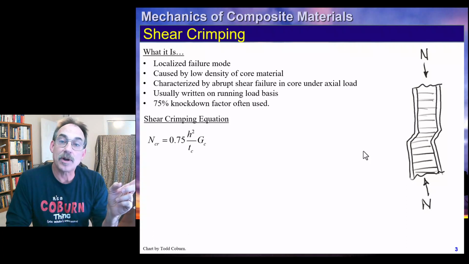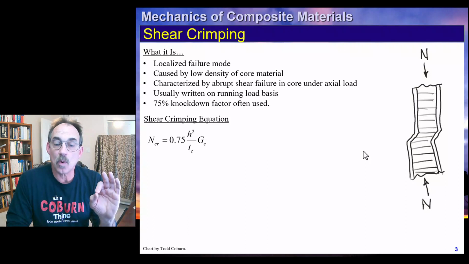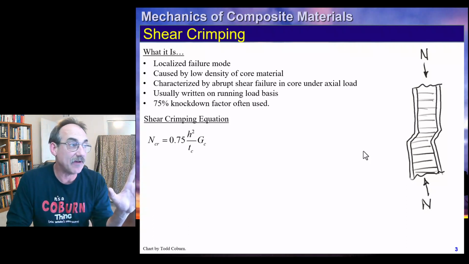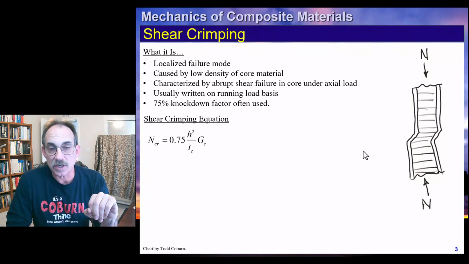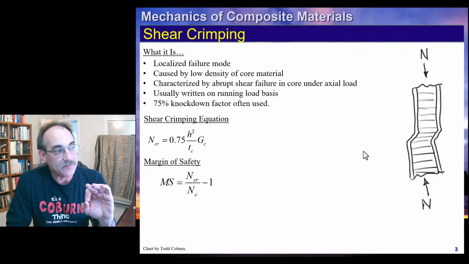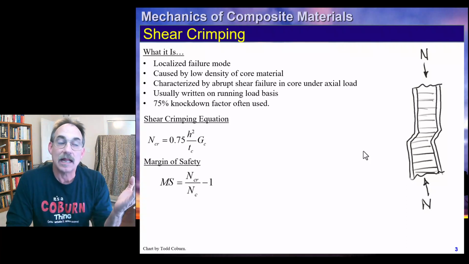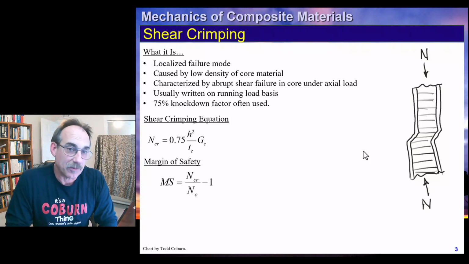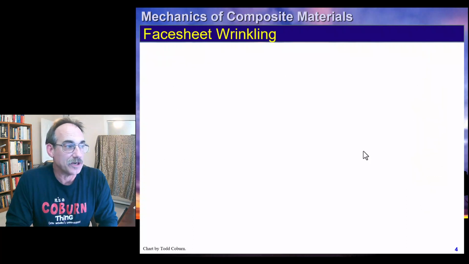So we can calculate our shear crimping allowable like this. It's h squared over the thickness of the core times the shear modulus of the core times, if you're using a knockdown factor, what that is. So that means we're getting 75% of that allowable using this approach. This is the approach we used on the Delta family of rockets. Our margin of safety then is written by just comparing our allowable shear crimping running load against the actual compressive running load. This is never written against tension, only against compression.